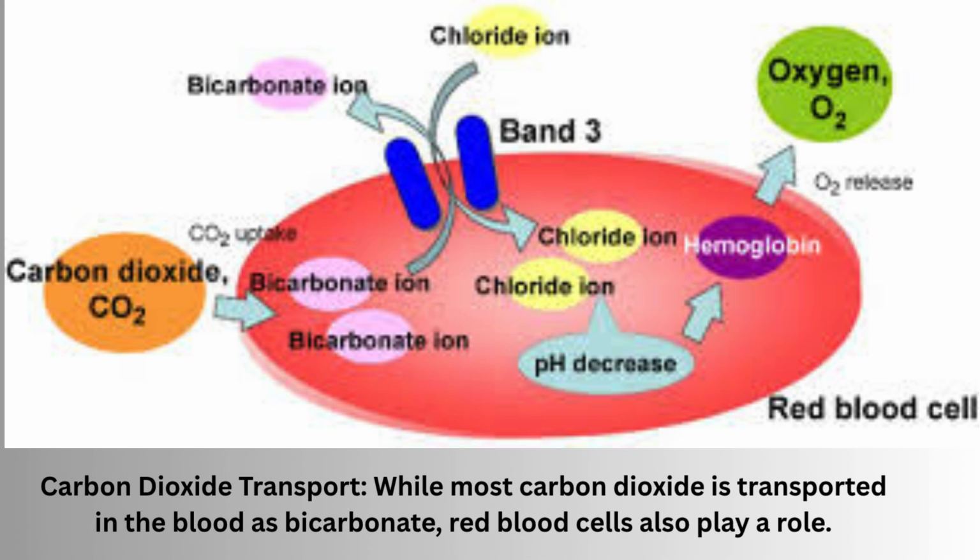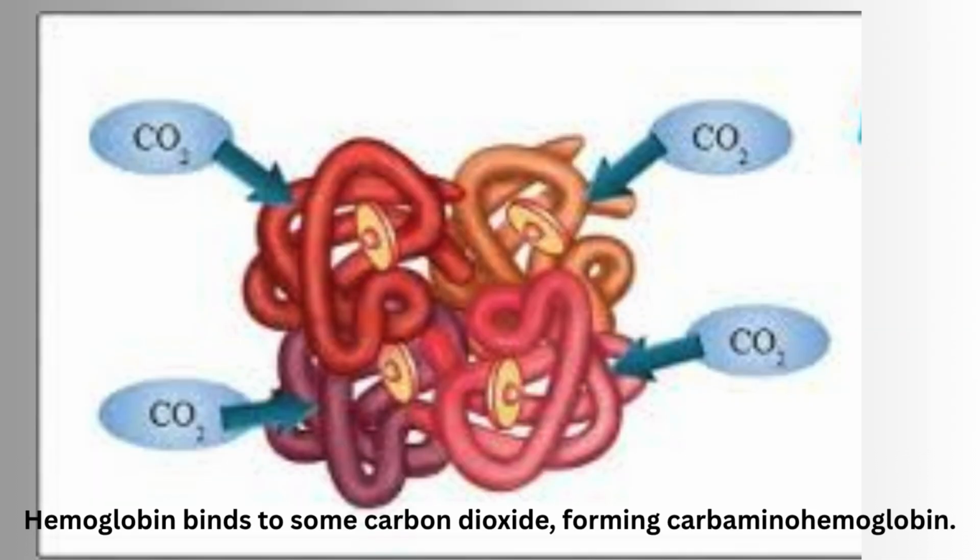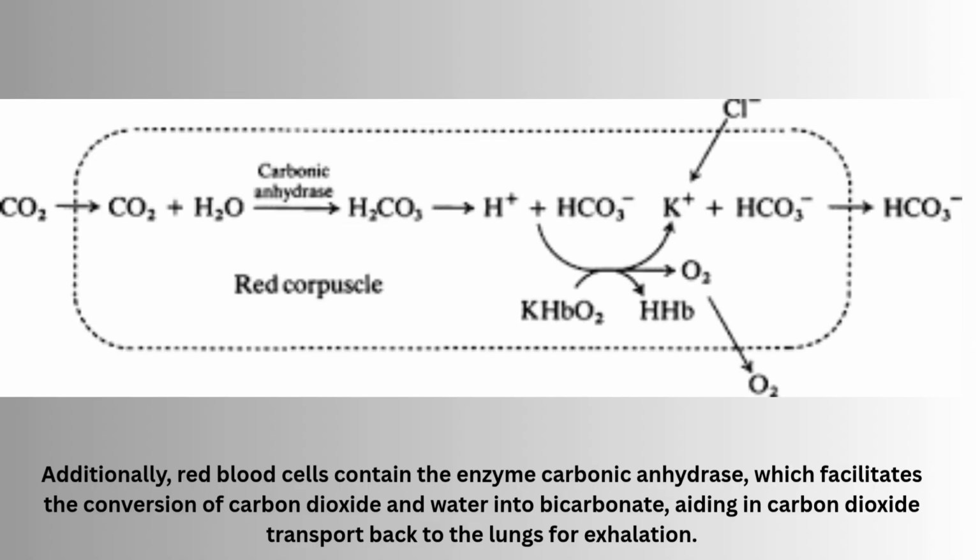Carbon dioxide transport. While most carbon dioxide is transported in the blood as bicarbonate, red blood cells also play a role. Hemoglobin binds to some carbon dioxide, forming carbaminohemoglobin. Additionally, red blood cells contain the enzyme carbonic anhydrase, which facilitates the conversion of carbon dioxide and water into bicarbonate, aiding in carbon dioxide transport back to the lungs for exhalation.